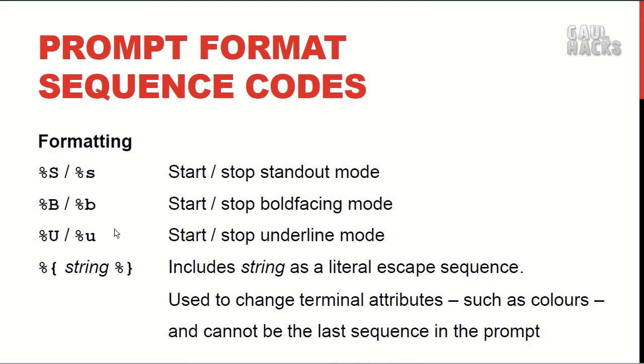So for example, if we wanted to bold our prompt text, we would start bolding with %B, and we would end bolding with %b. Finally, anytime we want to change terminal attributes such as the color of our text, we have to make these changes within these percent braces. This essentially tells the shell that we don't want to display the string that's within the curly braces, but instead we want to change some attribute at the terminal, again, like the color, and we'll take a look at that in a few minutes. For now, let's try using a few of the format sequence codes that we've seen here.